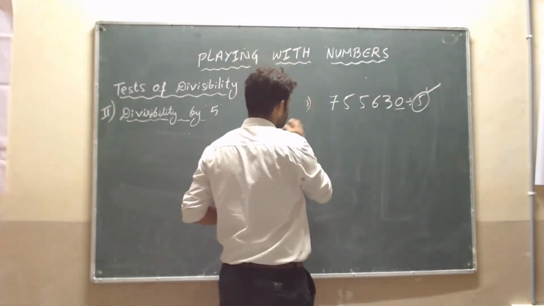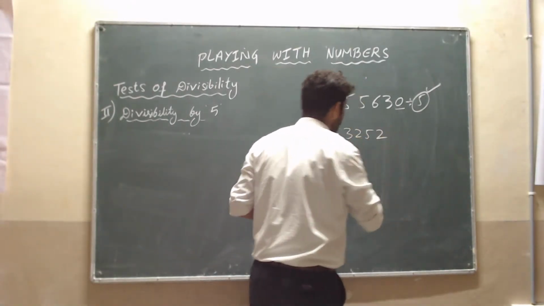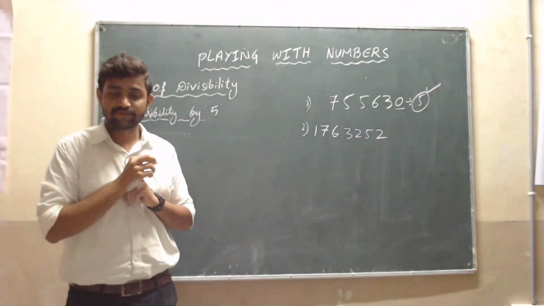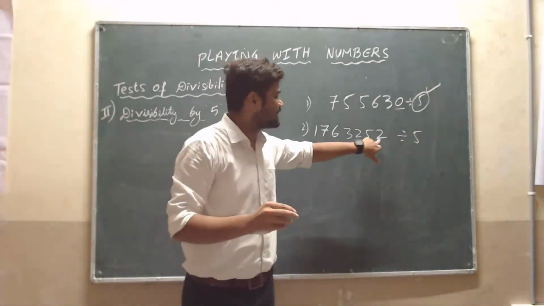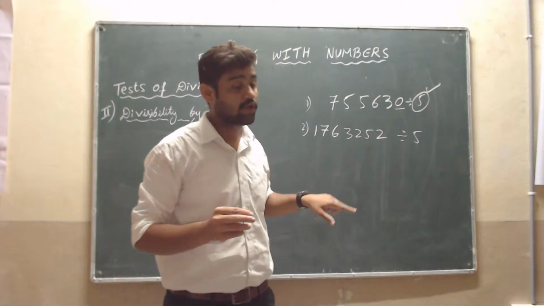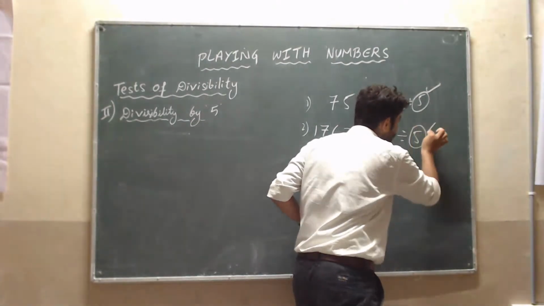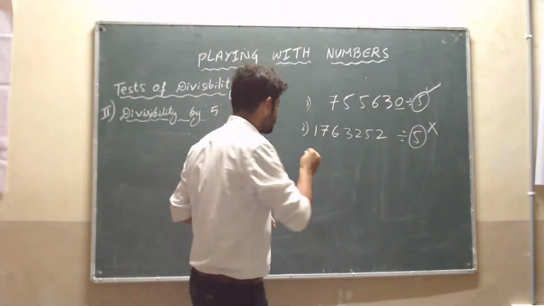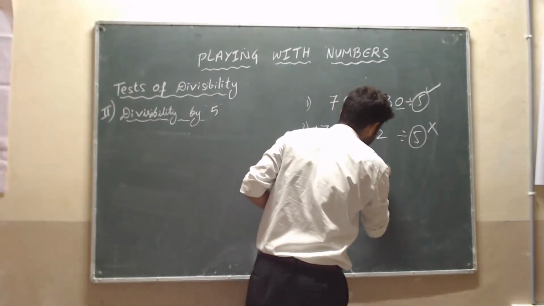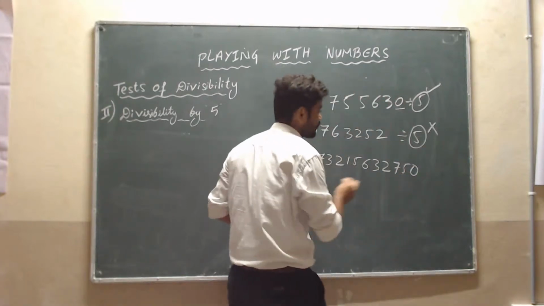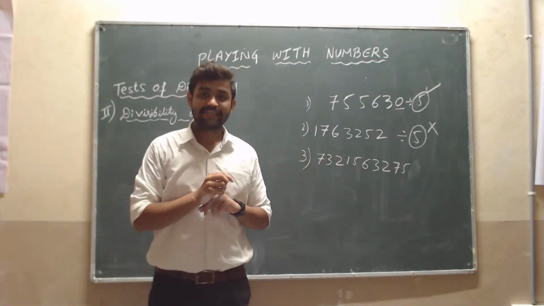Then take another example: 1763252. Whether this number is easily divisible by 5? Let's check. No, sir. Why? Easily we can say that its ones place is not 0 or 5. That's why it is not easily divisible by 5. Understood? Yes. Third one: 73215632750. Whether this number is easily divisible by 5?